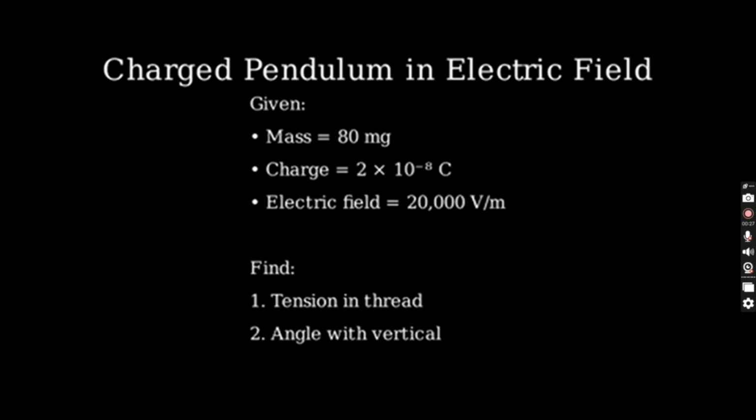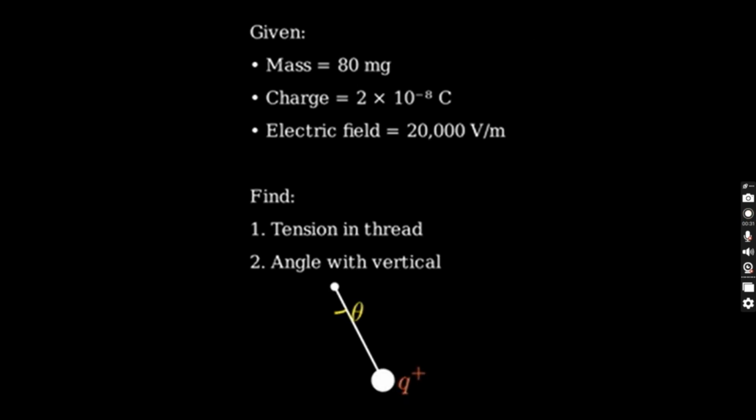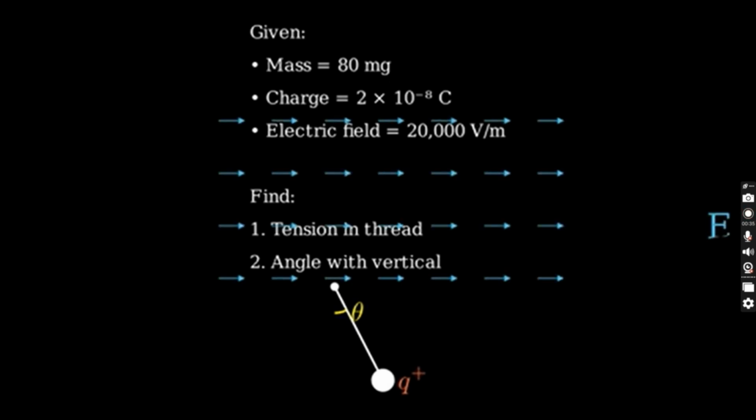Let's draw a diagram of our system. We have a pivot point at the top from which our pendulum string hangs. The bob has both mass and charge. The electric field is horizontal and uniform, pointing to the right. The pendulum makes some angle theta with the vertical. Let's analyze the forces acting on our bob. First, we have the gravitational force acting downward. Second, there's the electric force acting horizontally due to the electric field. And finally, we have the tension force in the string acting along the string's direction.